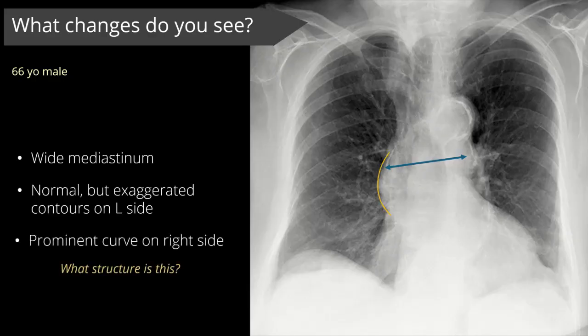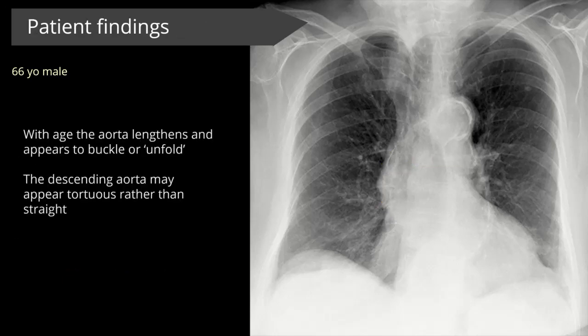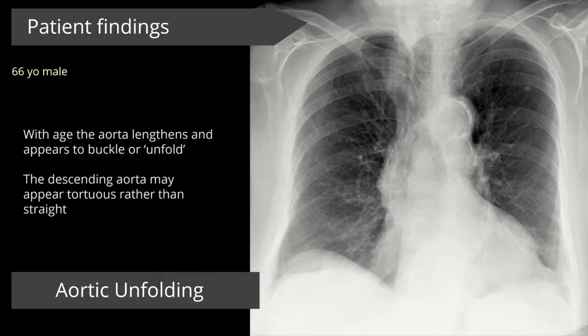And on the right side, what structure is this? This is the ascending aorta. In this case, there's actually nothing wrong. It is called aortic unfolding, which is a normal occurrence with age.